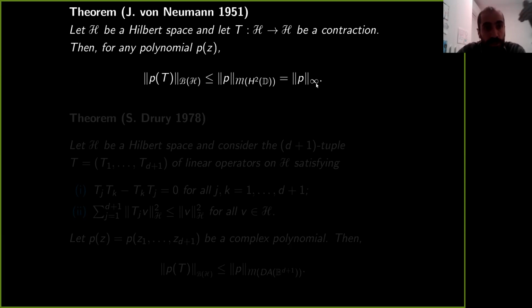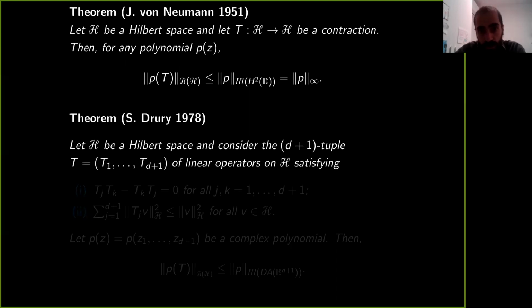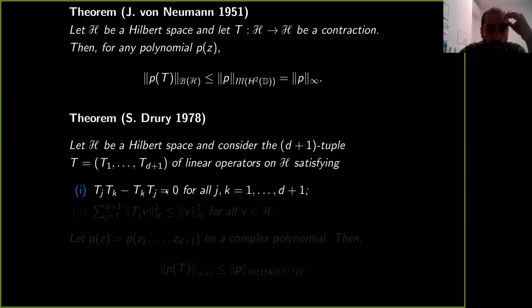And then we know that this result has been generalized by Drury to what is now the Drury Arveson space. So we have now a vector of d plus 1 linear operators, T_1 through T_{d+1}, on the Hilbert space H, such that they all commute with each other and they are a row contraction, meaning that this identity holds.